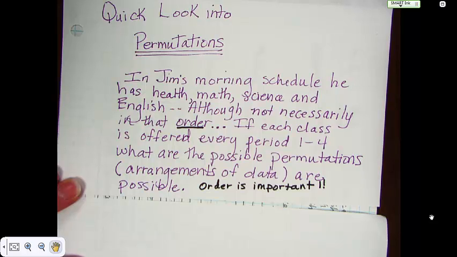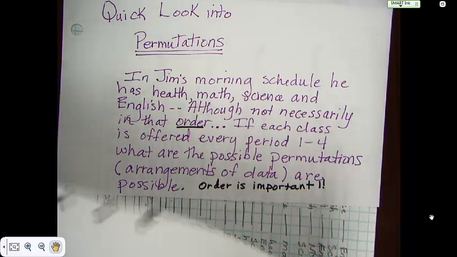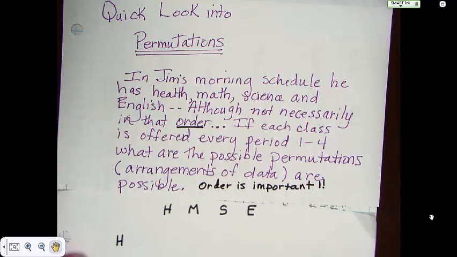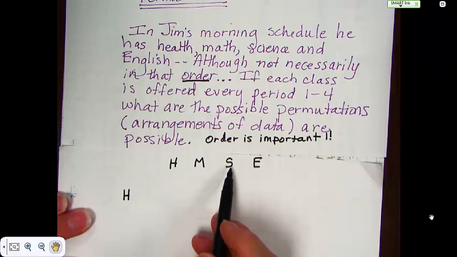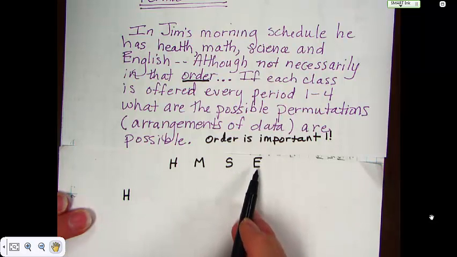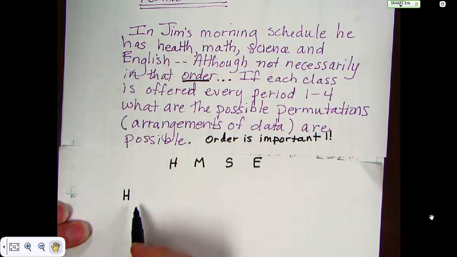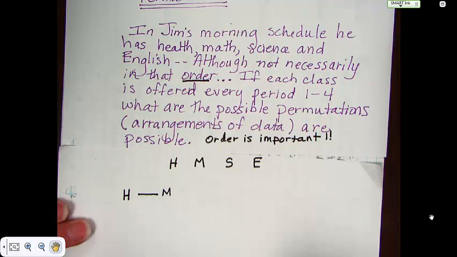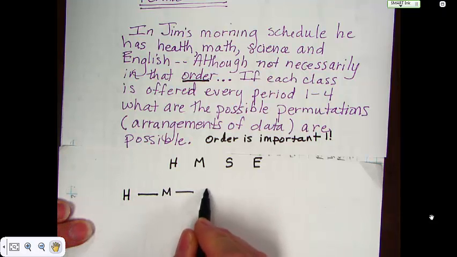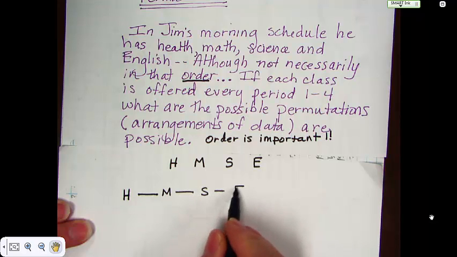Well, we have to remember we have health, we have math, we have science, we have English. So there are 4 classes. If we start with health, then we could have math next, right? And then we could have science, and then we could have English.